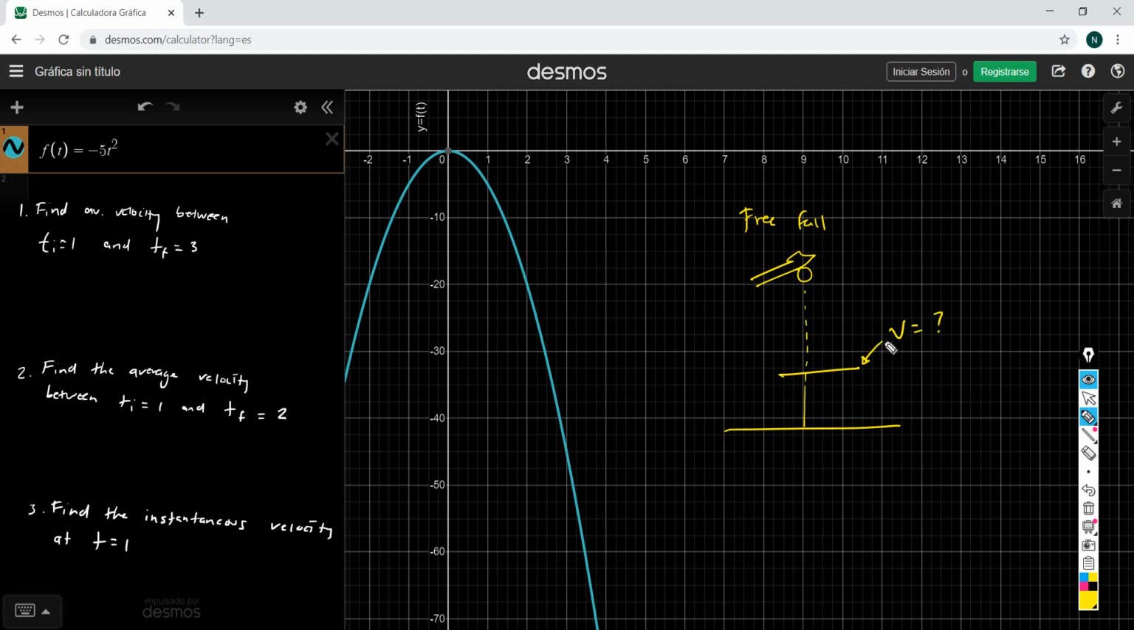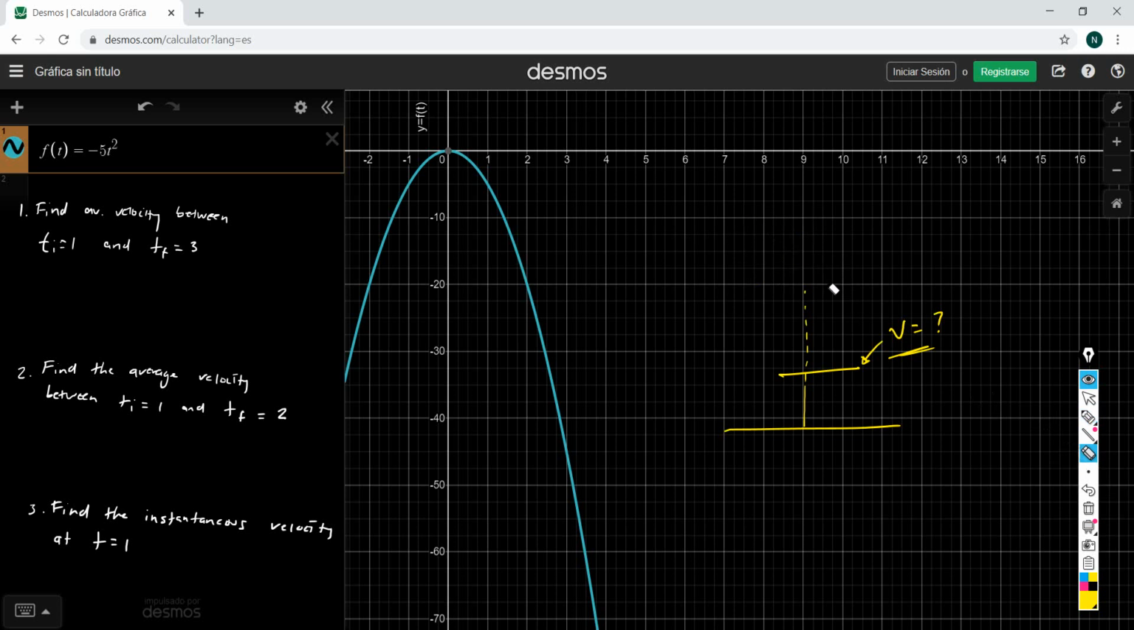Why can't we talk about the velocity throughout the whole motion? Because this velocity always changes. What we can talk about is average velocities throughout the whole motion and instantaneous velocities. So let's see how this works.